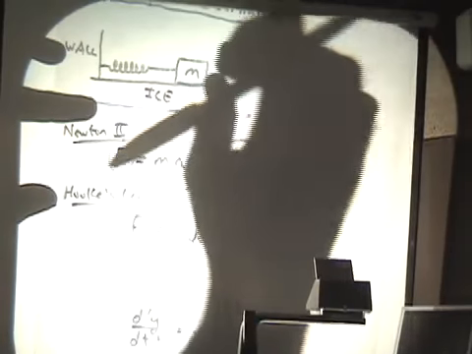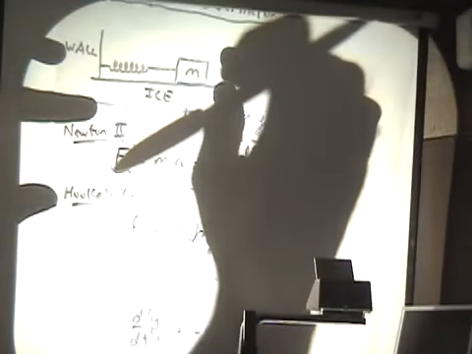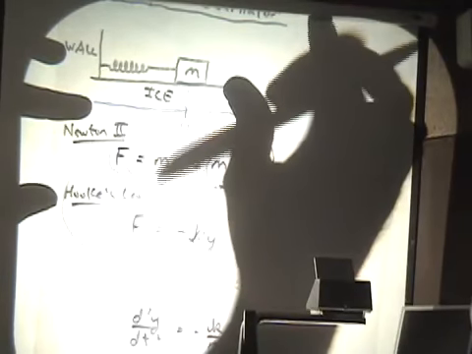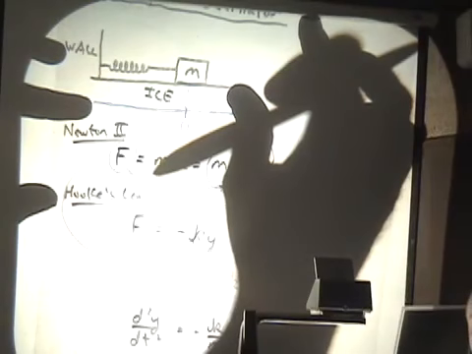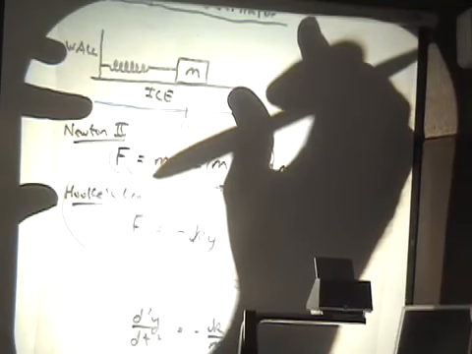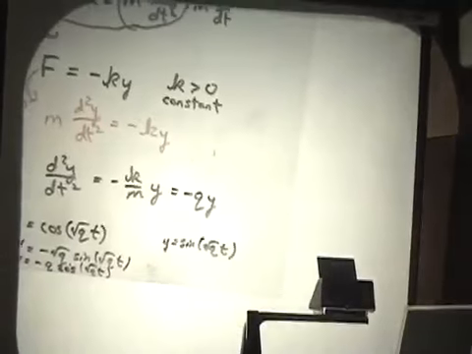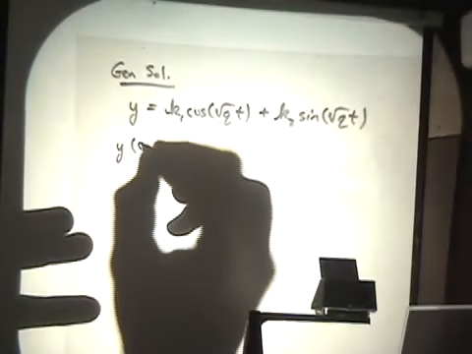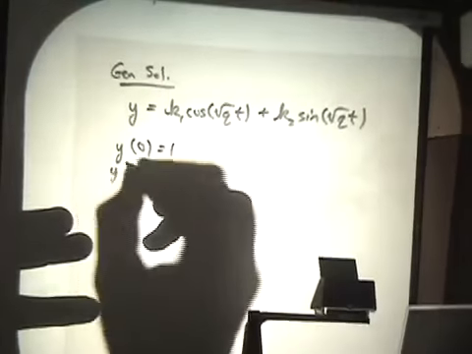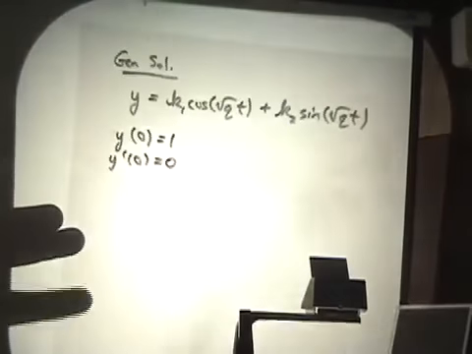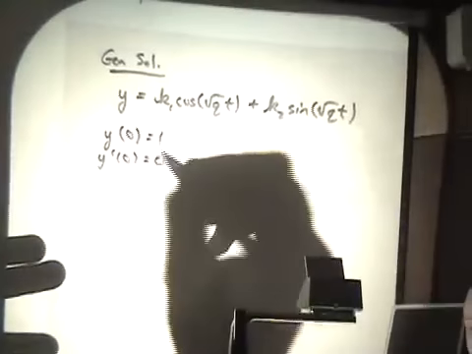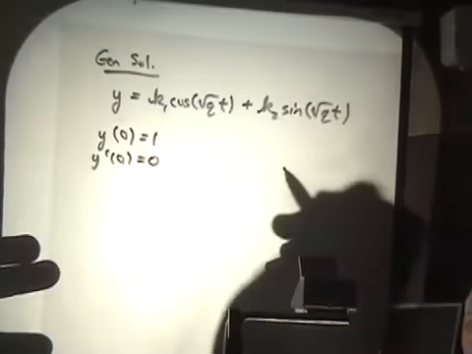Imagine this is a pretty big mass and a pretty big spring. Pull it 1 meter away, so the initial value of y is 1. And if we let it go from rest, the initial value for y prime, which is the velocity, will be 0. So that would be a pretty typical kind of initial value problem, to add the conditions that y of 0 is 1 and y prime of 0 is 0. These two initial values will allow us to solve for the unknown constants.